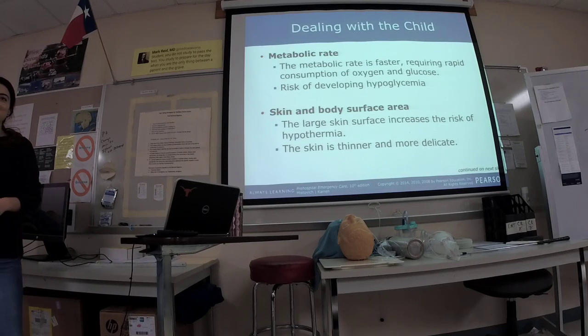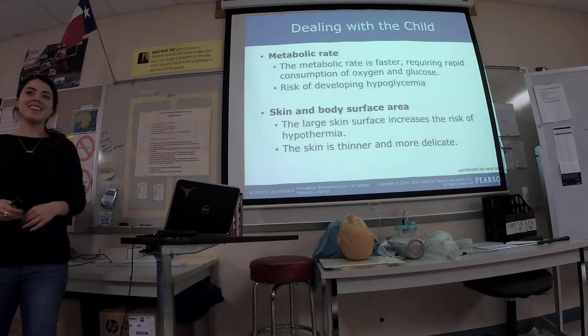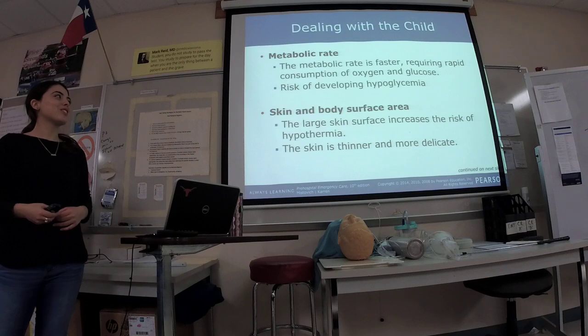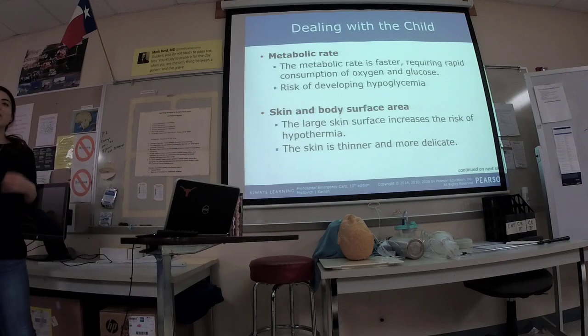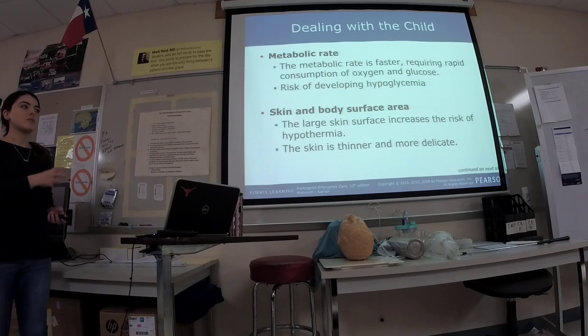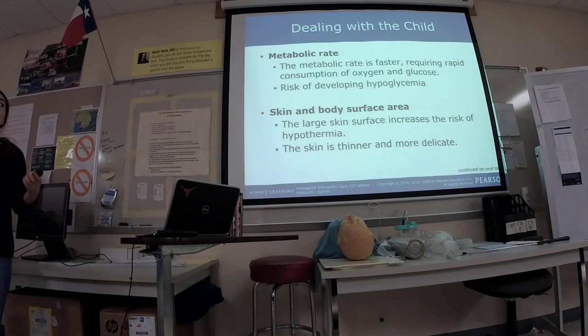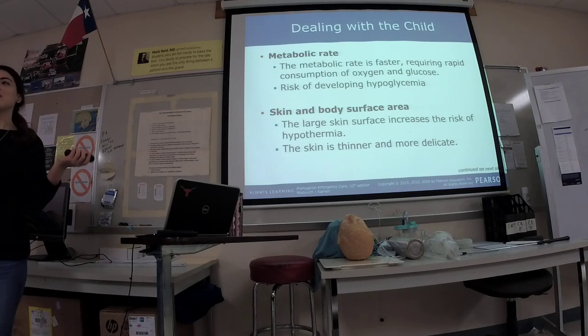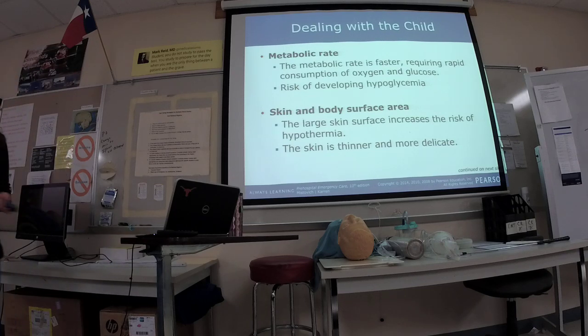It stores glucose as glycogen, right? Do you guys remember that? No? Yeah? Okay, so in children, the liver, since it's not as mature, is going to break down as much glucose as it can to help meet those high demands of metabolism. So they can also develop hypoglycemia a lot quicker because of that too.